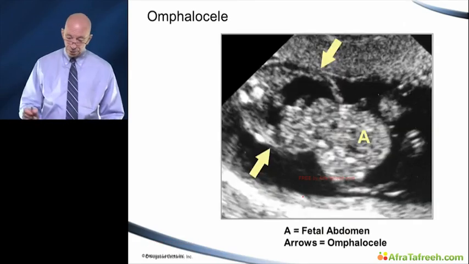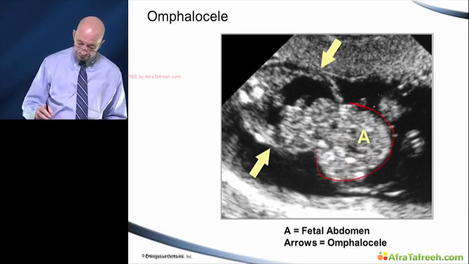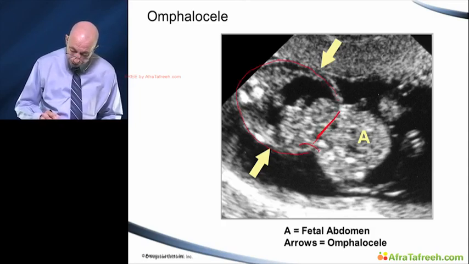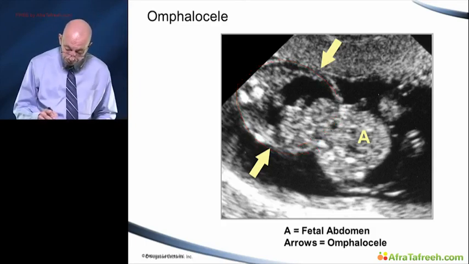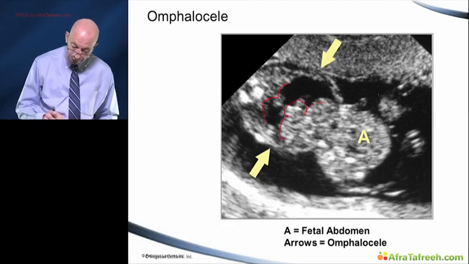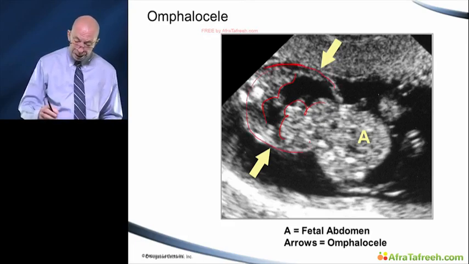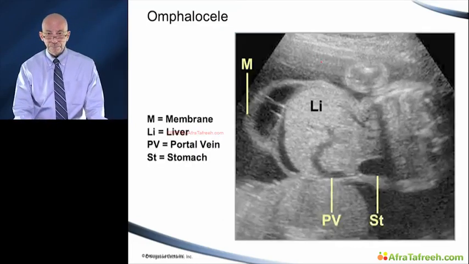The sonogram demonstrates a small fetal abdomen, a cross-section through the fetal abdomen, and we're seeing this large, complex mass protruding from a defect in the anterior abdominal wall. Within it, we're seeing bowel loops and other structures that are not identifiable, but what is of importance is that we're seeing the membrane that surrounds the herniated contents.